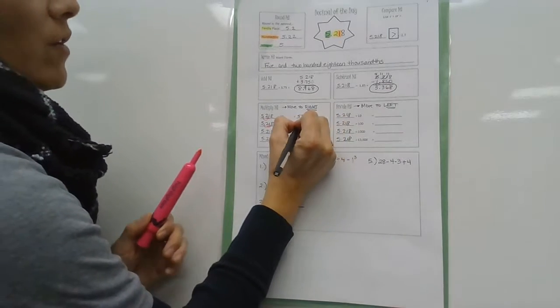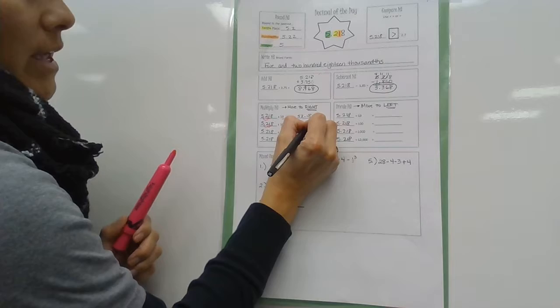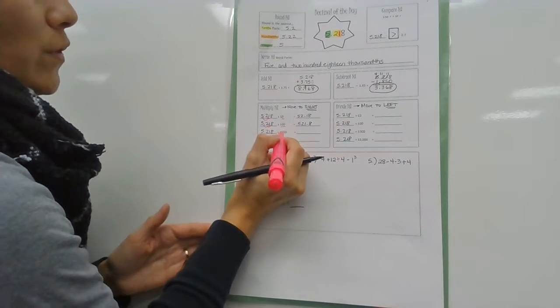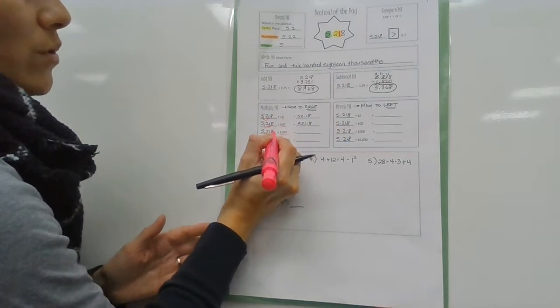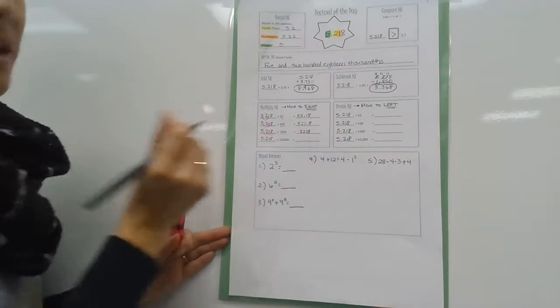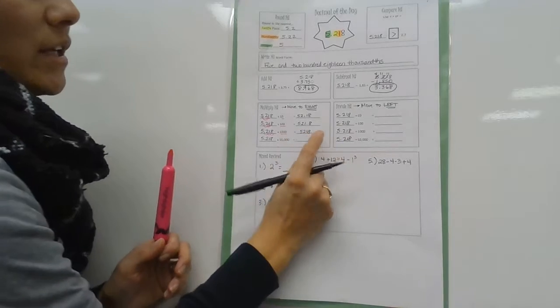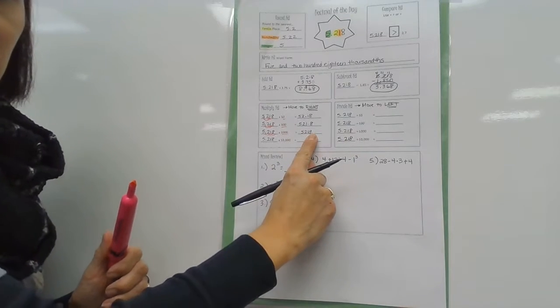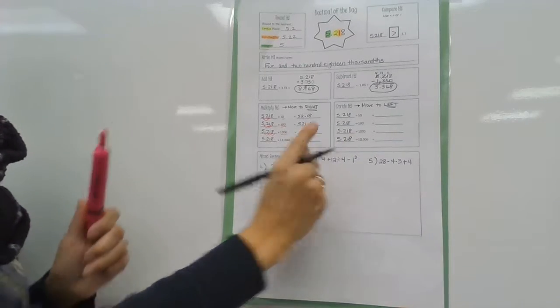When we multiply by 100, we're going to move it two places, 1, 2. So now we have 521.8. Now we're going to move it three places, 1, 2, 3. So this would just be 5,218 because the decimal is technically right here. You can put that decimal if you want with a 0 afterwards, or you can leave it off.